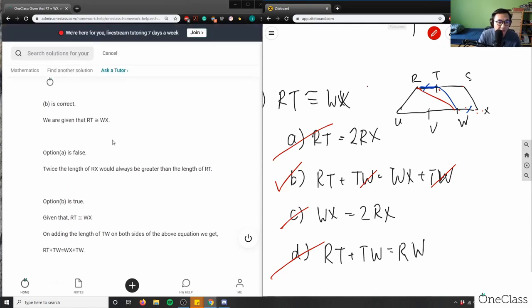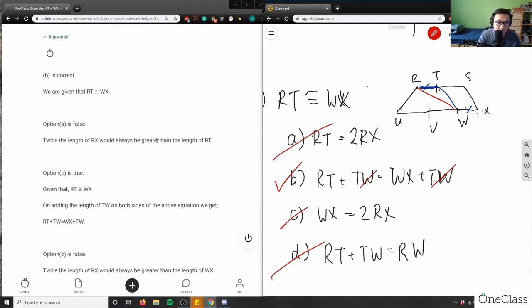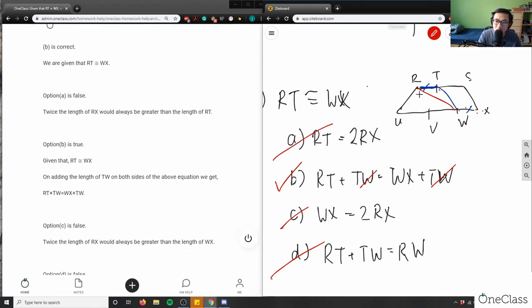So it says here, A is false, twice the length would be greater than the length, like we proved before. Option C is also false, and option B is correct. We can use algebra to figure that out, because TW exists on both sides, so I can bring TW to one side, cancel both of those terms out, and get RT equals WX, as stated before.